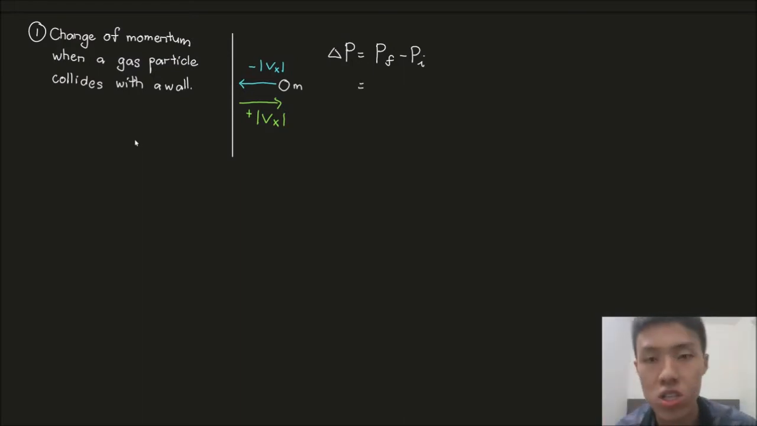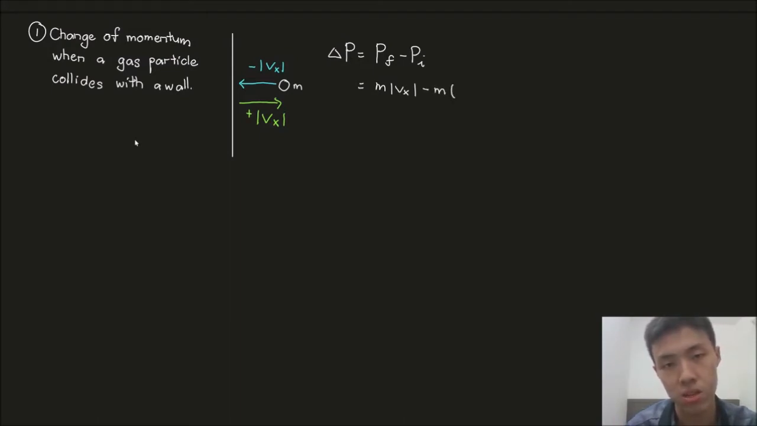We know that momentum is just mass times velocity. So final, it's positive, so it's mVx. Initial, it was negative Vx. So if we combine the stuff together, it becomes 2mVx. So this is the change of momentum of one gas particle when it collides with the wall.